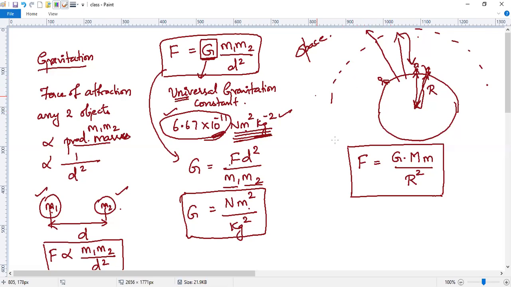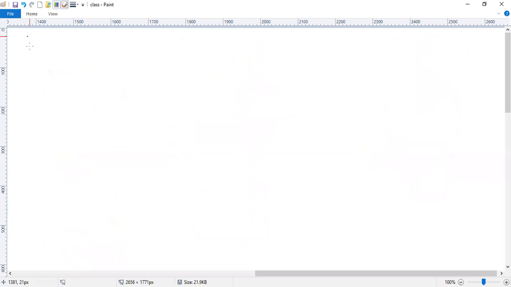Right. Up to the concepts, is it clear to you now? Can we proceed with the next important idea, which is acceleration due to gravity?